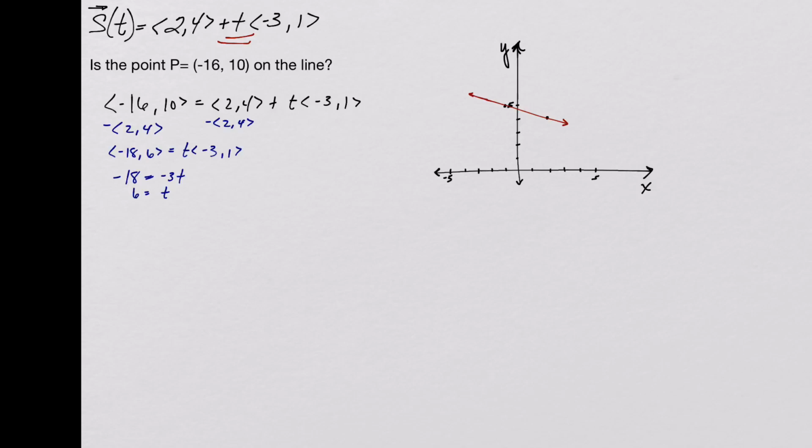But what I need to do is substitute that value into this top equation just to make sure that I get a true statement, right? So if I substitute that in, I'd have something that looks like negative 3 times 6, which is equal to negative 18. And so since that is a true statement, we know that this point is on the line.